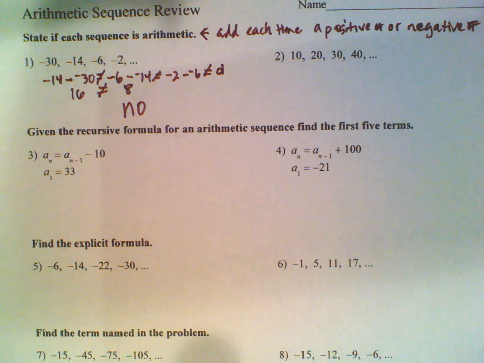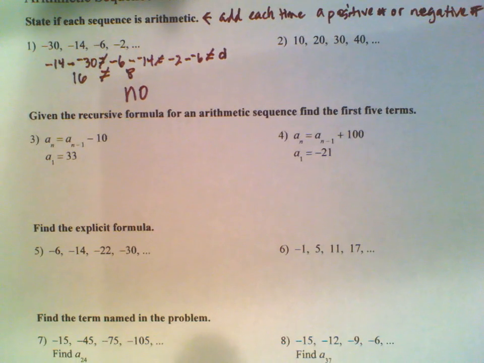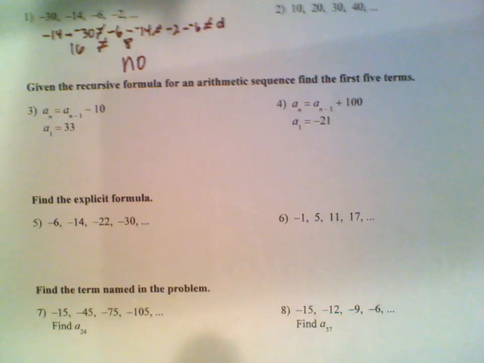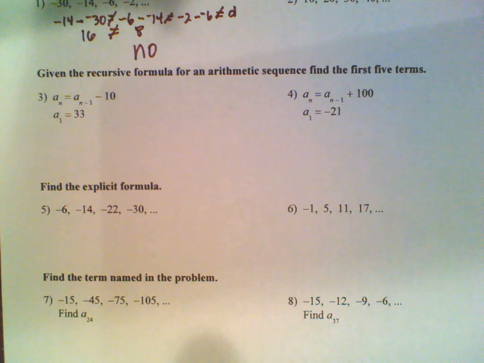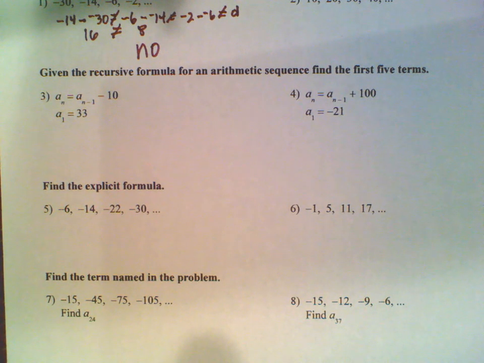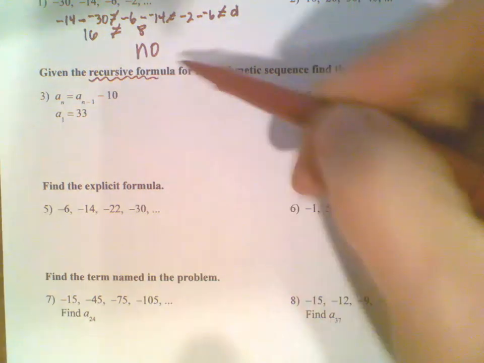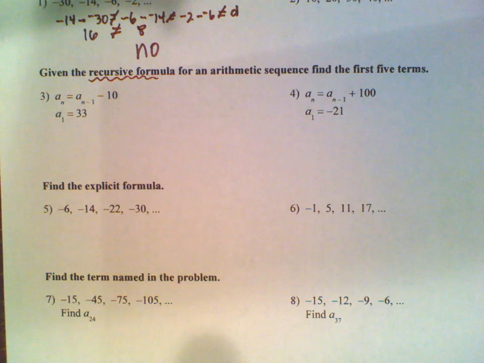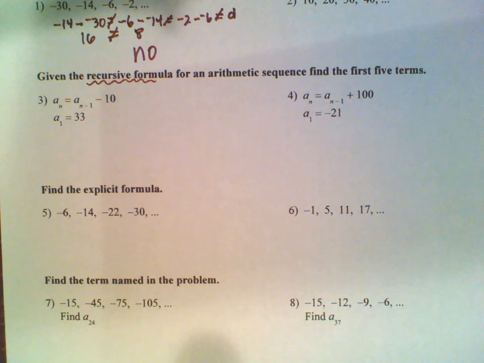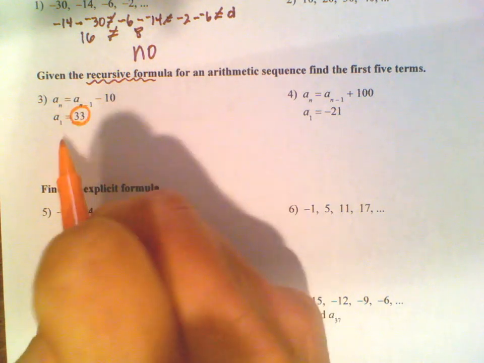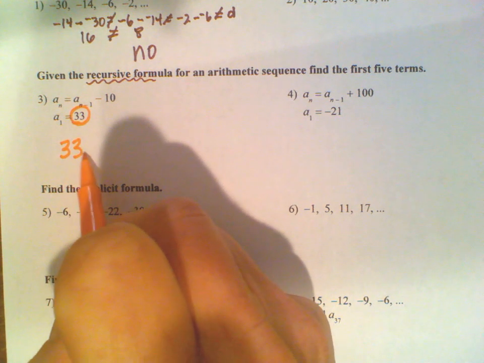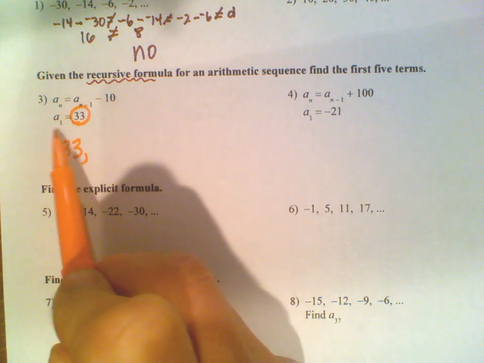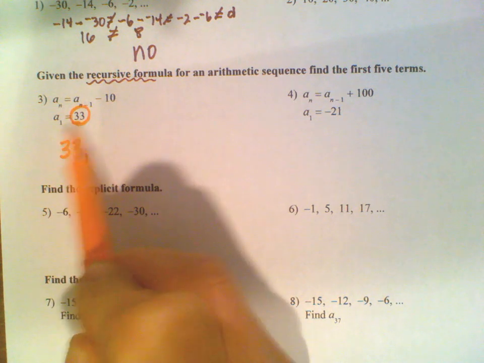All right? The other thing you learned is how to generate a sequence, and we did it using a recursive formula. A recursive formula is just a way to write it, and it looks scary, but all you need to know when you look at this is, how do I find the first term and how do I find what I'm doing each time? My first term comes from here. That means the first term of this sequence is 33. It says right here, a sub 1 is 33.